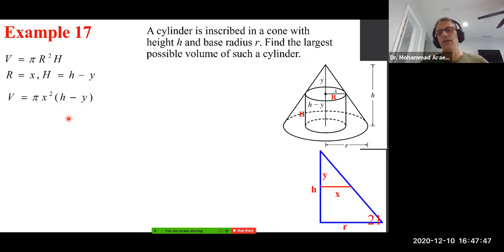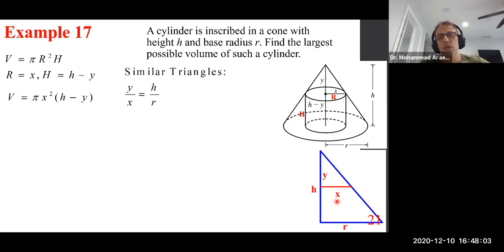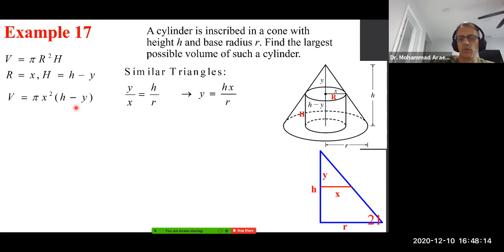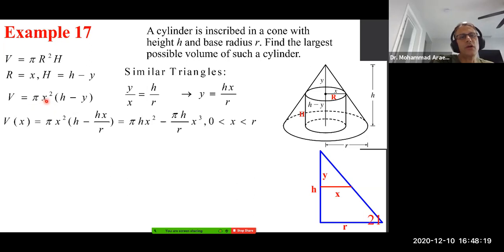Number one, if you draw this, class, take a look at this one, it looks like this. And now, similar figures: the corresponding angles are identical, corresponding sides are in ratio. So using that, we can say the ratio of y to x is the ratio of h to r, and we are going to solve for y and replace it here. And we plug in, and now the volume, which was a function of x and y, is just a function of x only.